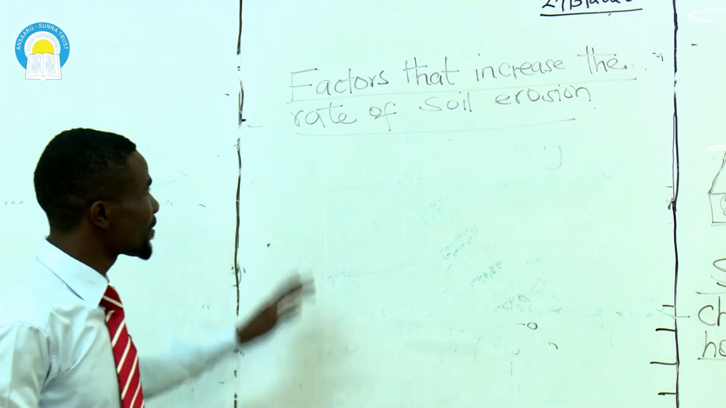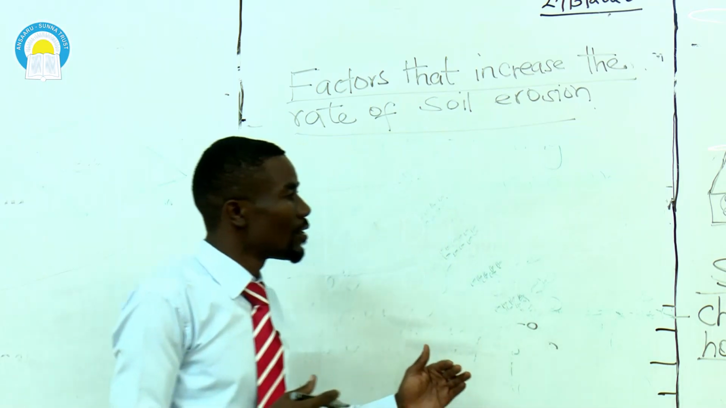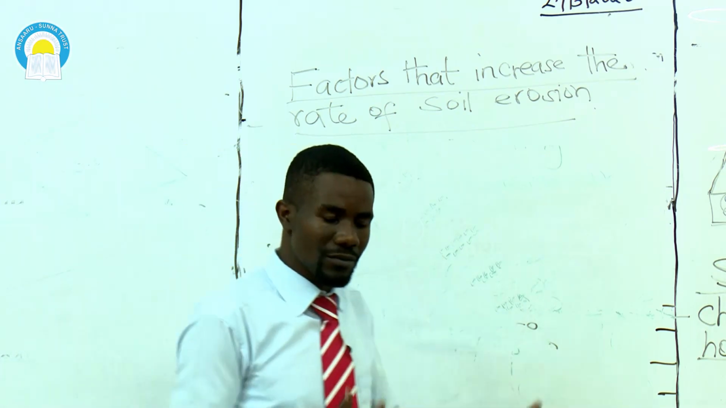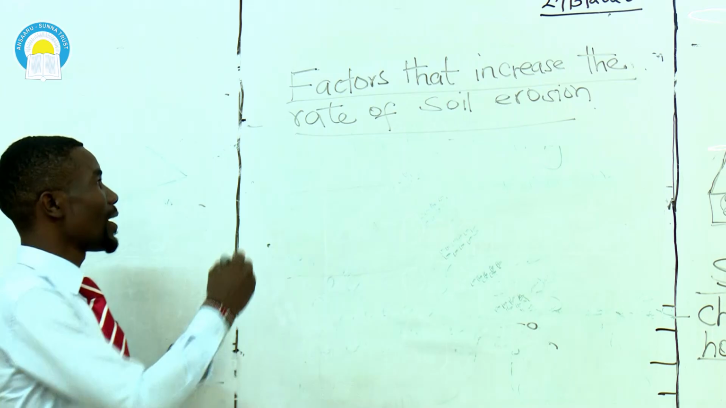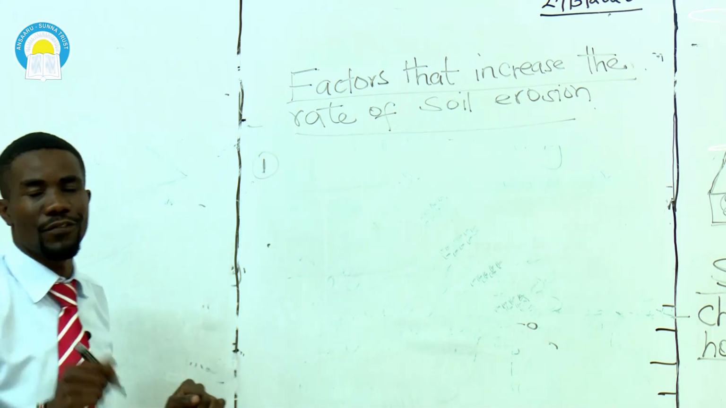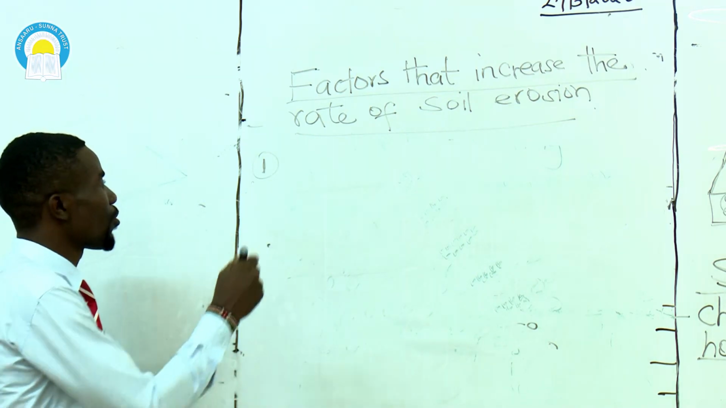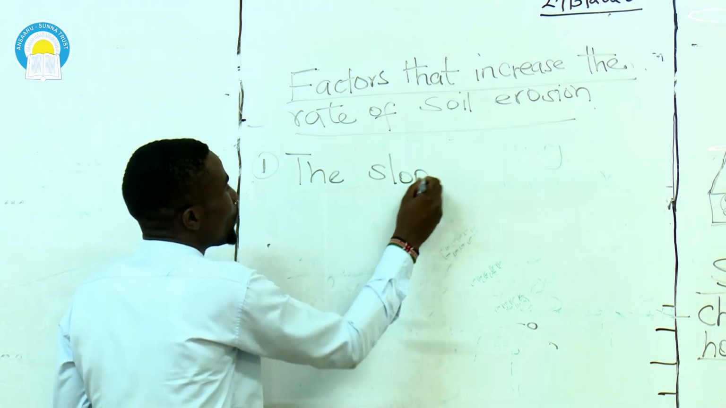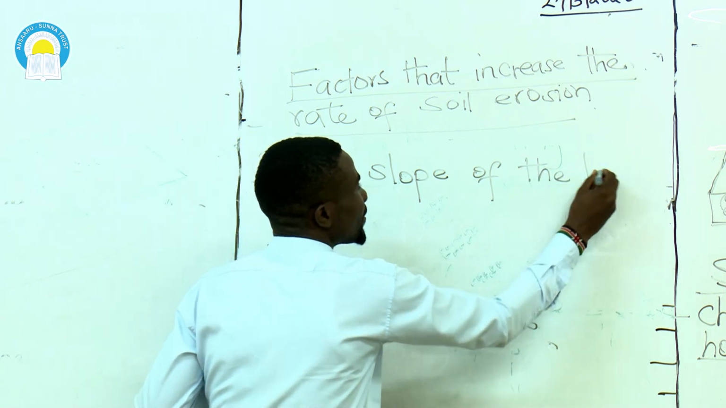There are some factors that will lead to an increase of this soil erosion, by making it happen very fast. So factor number one is what we call the topography of the land, how the land looks like. So there we talk of the slope of the land.